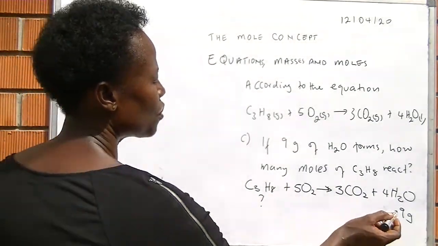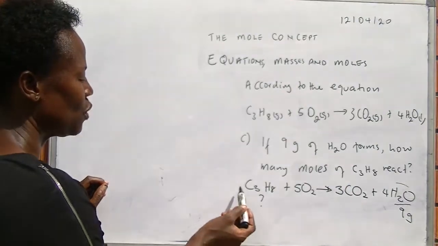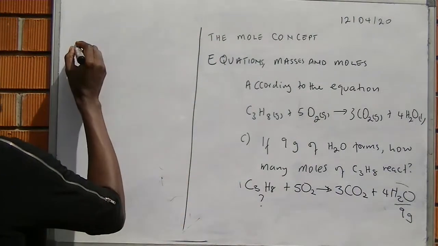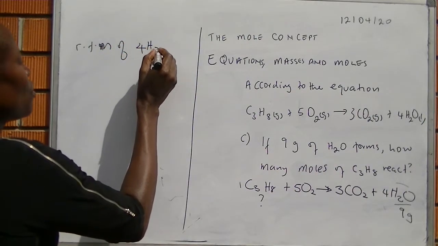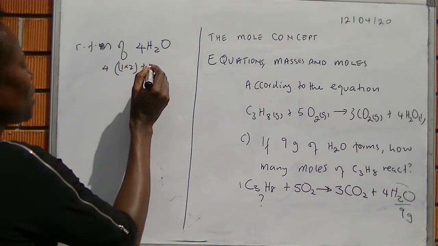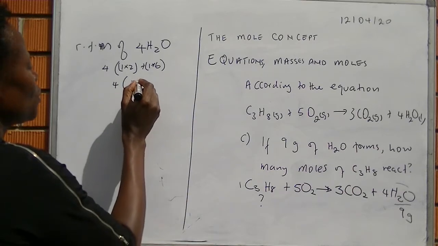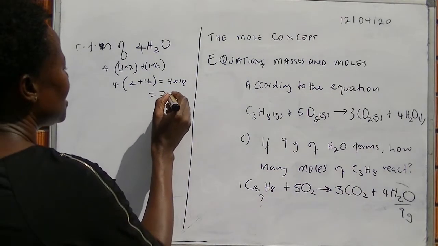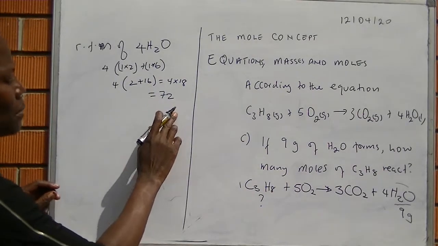So since they have talked of grams, we have to get the RFM of water. And they are talking of moles, we shall use the value in front of propane. RFM of 4 moles of water. This is the same as 4 times 1 times 2 plus 1 times 16. This is 4 times 2 plus 16, which is equal to 4 times 18. The answer is 72. Now come back to the equation. We have gotten 72 grams from the equation.